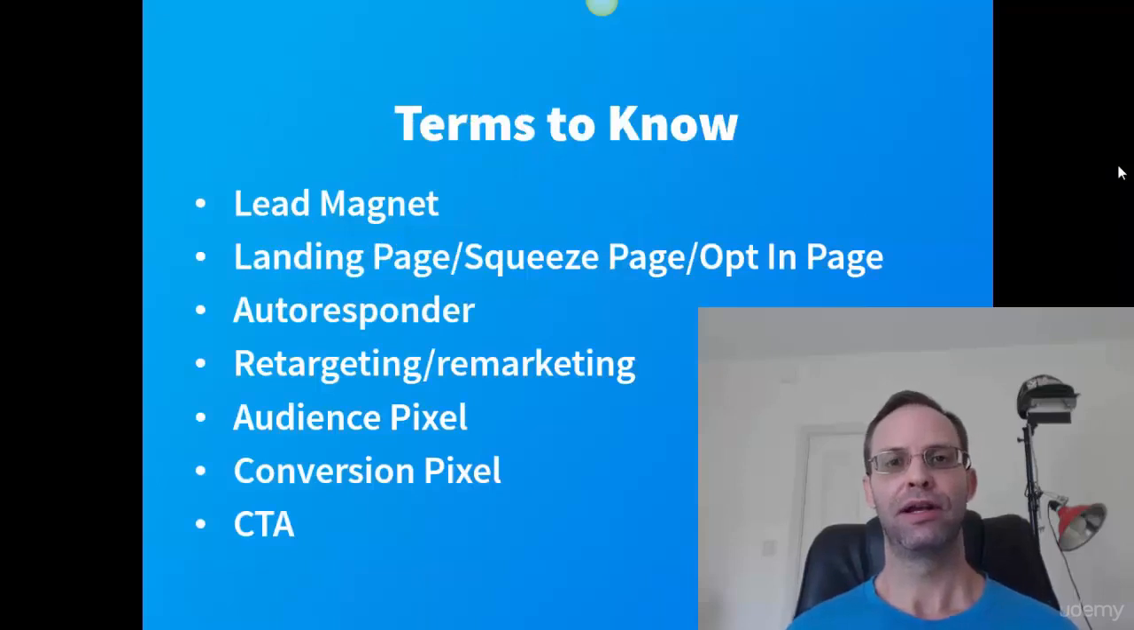Some of the terms that you're going to need to know for this course are lead magnet. A lead magnet is anything that you use to get the contact information, like the email or telephone number, of the potential client or of your potential lead. So the lead magnet is something that you're going to offer. We're going to go over lead magnets a lot more in depth later in the course, and we're going to give you some free lead magnets.